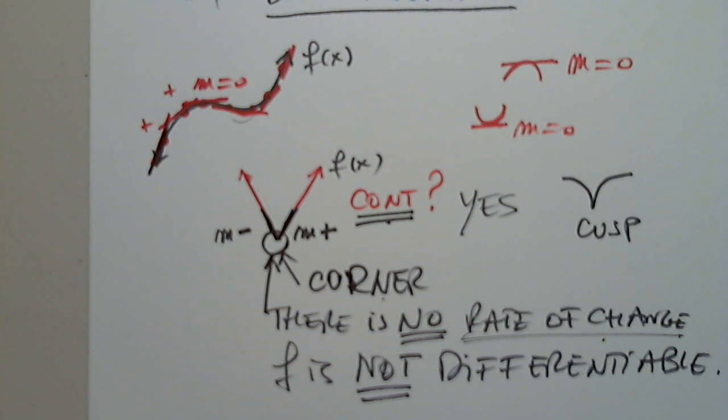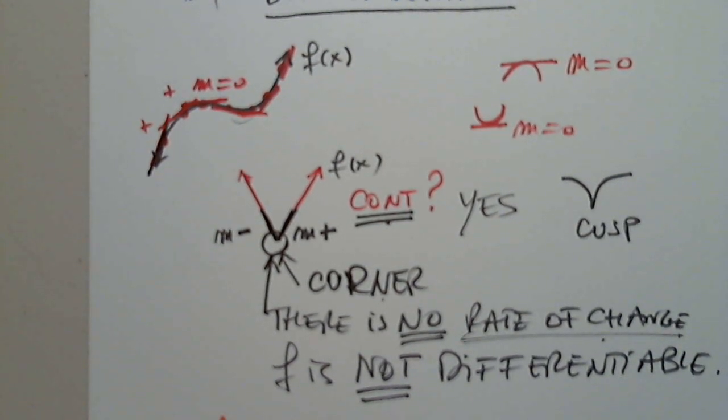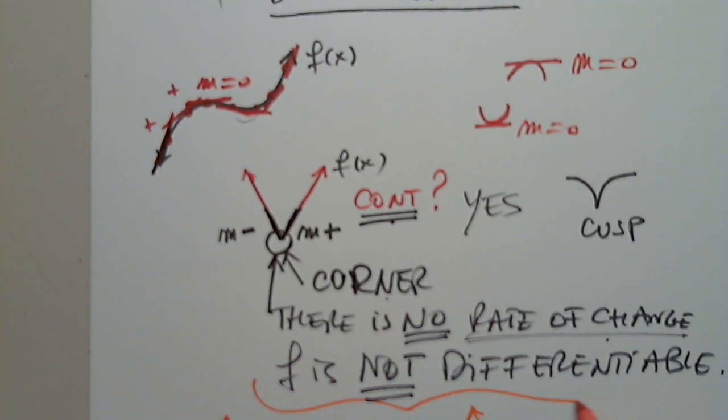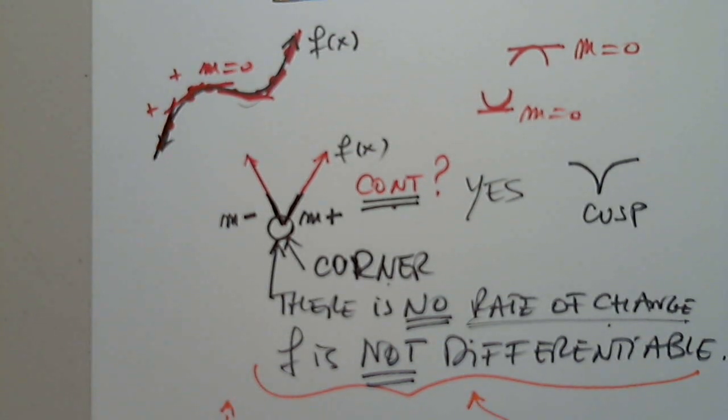However, here the tangent is vertical. A vertical tangent has exactly the same result. There is no rate of change, because the slope of a vertical line is undefined. There is no change here, no rate of change here. It's a vertical tangent, and the function is not differentiable. Again, one more example, and then I'll explain what this means.